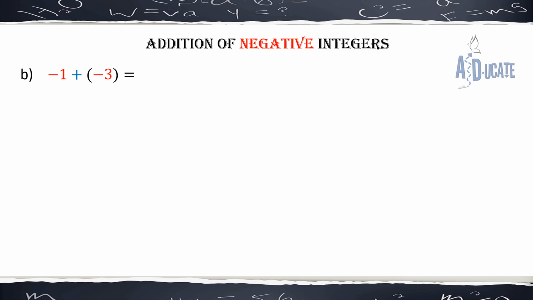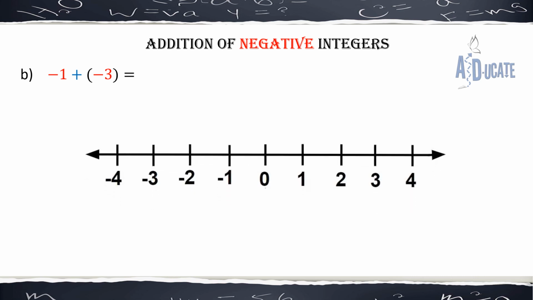Here we are adding two negative numbers. Let's bring up our number line. We have negative 1 and negative 3. From 0, we move 1 movement to the left. We end up at negative 1. From negative 1, we add 3 additional negative movements to the left. And so we are at negative 4.